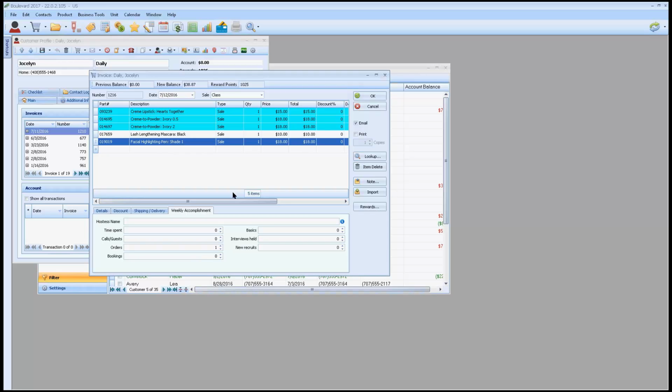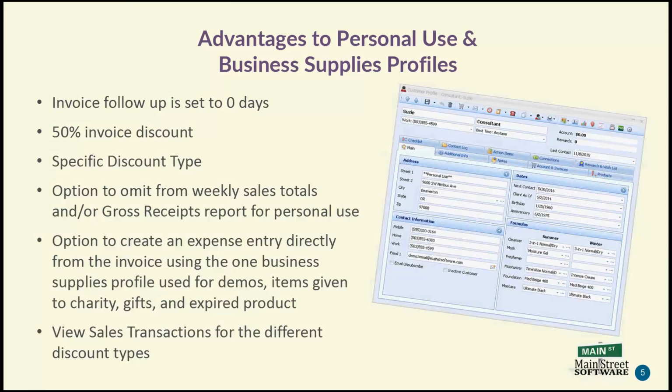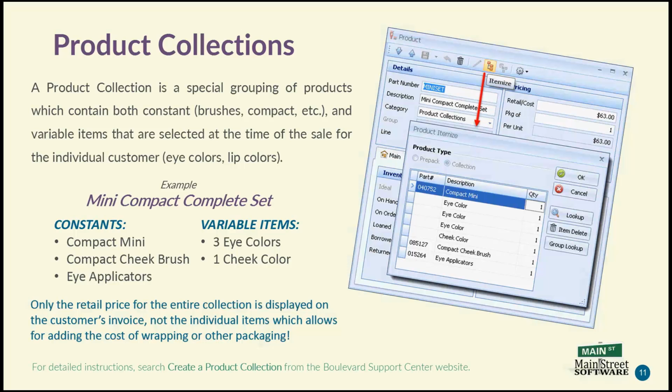The next area that I'd like to go over is going to be product collections. So product collections are packages or bundles or baskets, anything that you want to group together that have things that always stay the same, but then also have variable items that you won't know the actual specific product until the customer purchases it. So maybe it's a shade of lipstick, or the color of the mineral cheek, or any of those variable items.